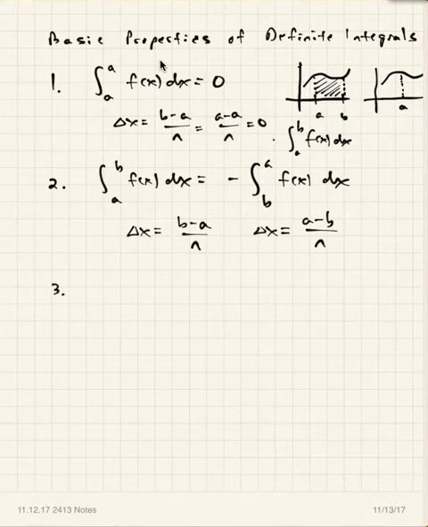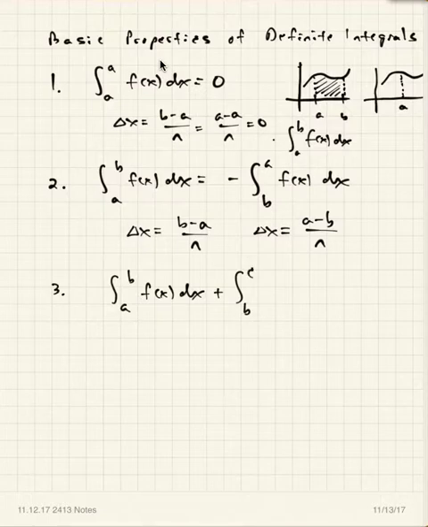The third property, kind of surprising in some ways, geometrically at first at least, is that the integral from a to b of f of x plus the integral from b to c of f of x is equal to the integral from a to c of f of x. Like so.